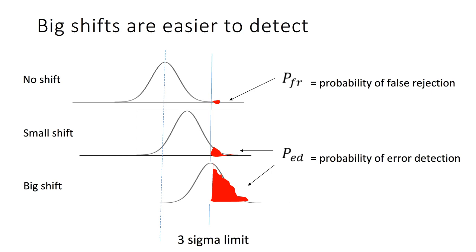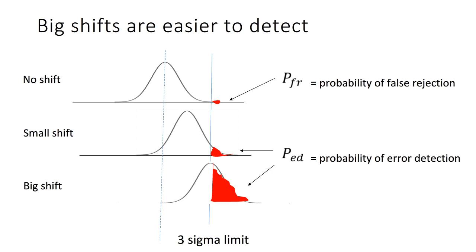It's in control. The distributions in the middle and bottom panels are out of control and have shifted. The middle panel has a small shift and the bottom panel has a large shift. The blue line represents the 3 sigma limit. Any result exceeding the 3 sigma limit would trigger our signal.